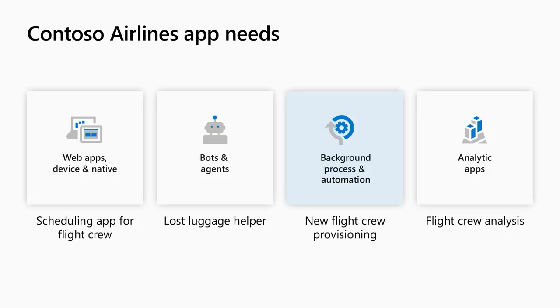Thirdly, we're going to look at background processes. As we look at the number of requests overall, background processes really are one of the most prominent types of graph applications because there's lots of work that we don't need a human to do.